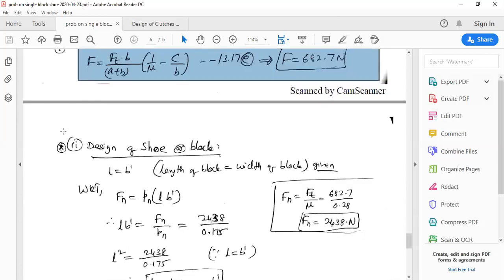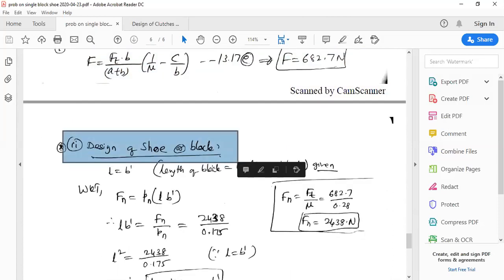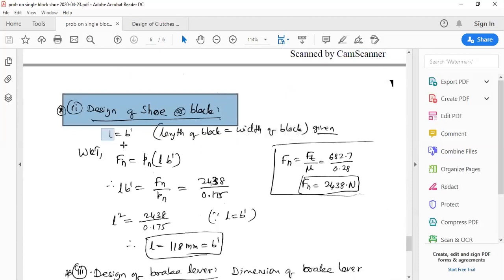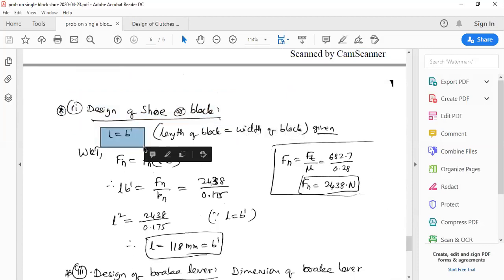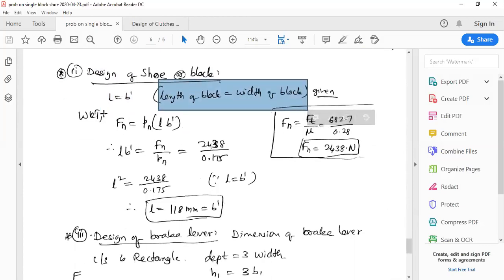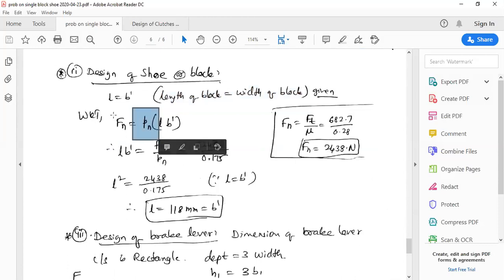The new thing that we have to discuss in this session is the design of shoe or design of block. Here the length of the block is equal to the width of the block, as per the given statement. Now we can make use of the equation of normal pressure. Normal pressure is given by the ratio of normal force to the cross sectional area of the shoe or block. So we have to substitute the values of Pn and Fn to get the values of L and B dash. Pn value is given as 0.175 Newton per mm square.